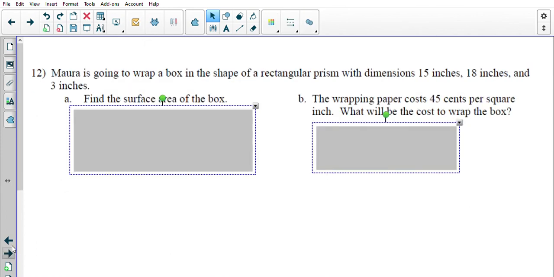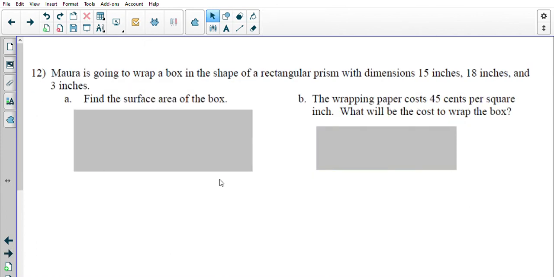All right, I do also want to take a look at number 12. So most questions are going to have answers that are reasonable and make sense. This one is definitely way too high for the problem. So I made a note to change this last year, and I don't think I did in my guided notes, but this will remind me again, make sure you change it in your guided notes. So number 12 says, Mara is going to wrap a box in the shape of a rectangular prism with dimensions 15 inches, 18 inches, and 3 inches.